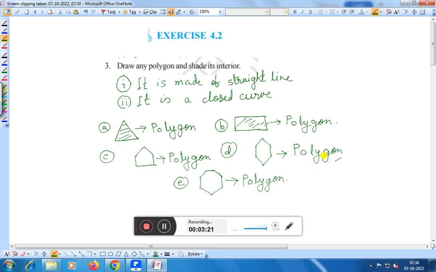Now you shade it. This way I am shading this one. I am shading this one also. These are all polygons. That means a polygon has two properties. One is that it is made up of straight lines and it is a closed curve. This is the solution of question number 3.